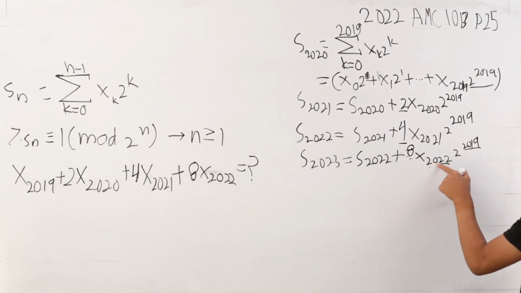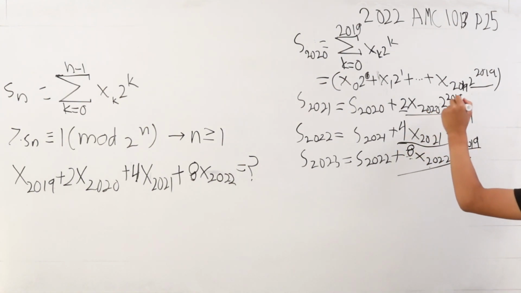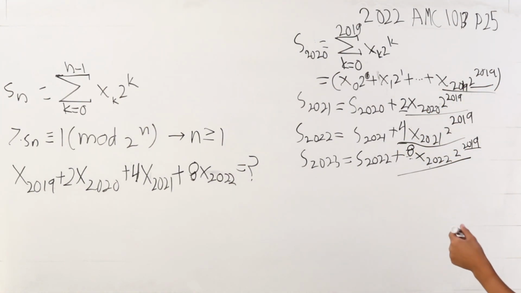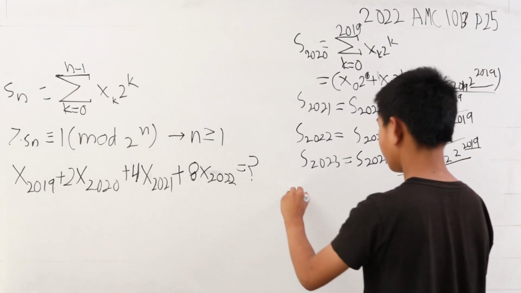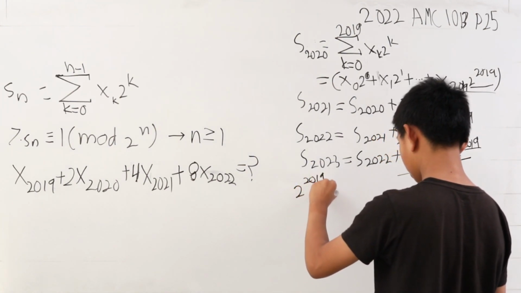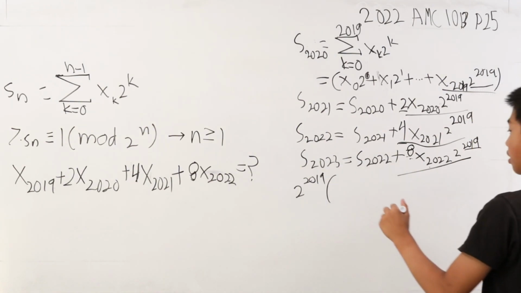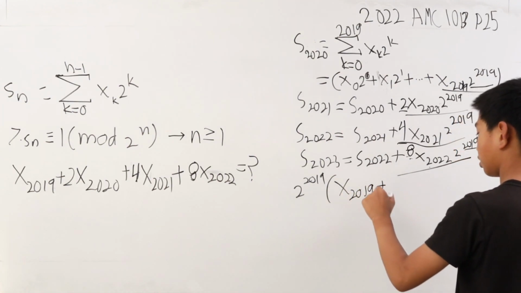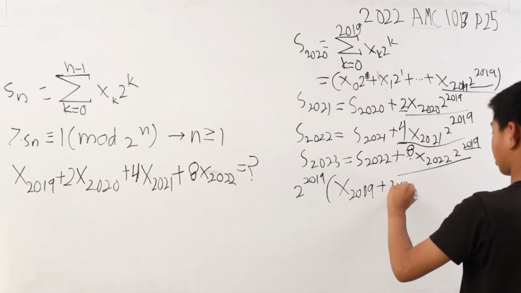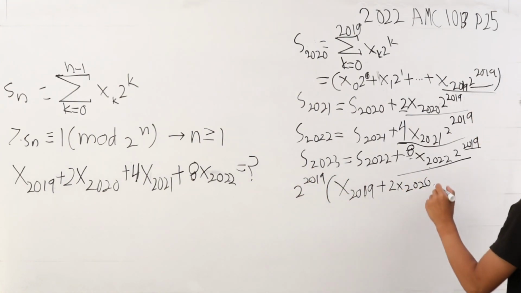The sum of all these end terms is what we want, but without the 2 to the power of 2019. So we factor it out. Inside we have x of 2019 plus 2x of 2020, and so on. That is basically what is inside the parentheses.